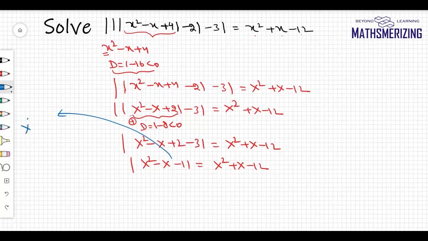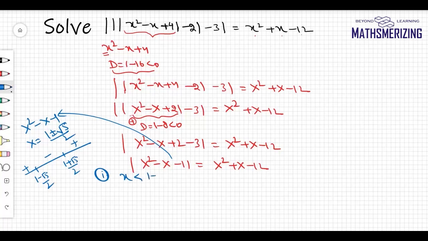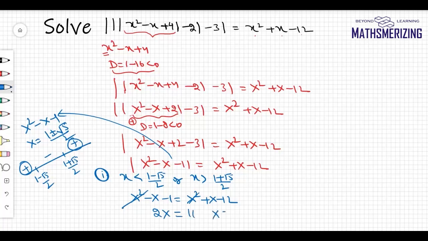Now I'll take this expression, x square minus x minus 1. Its roots are 1 plus minus under root 5 by 2, so 1 minus root 5 by 2 and 1 plus root 5 by 2. So the sign is plus, minus, and plus. So I take two separate cases. Case 1, when either x is less than 1 minus root 5 by 2 or x is greater than 1 plus root 5 by 2. In this case, this function is positive, so I can write x square minus x minus 1 equals x square plus x minus 12. I'll cancel x square, so I'll get 2x equals 11, so x equals 11 by 2. Now 11 by 2 lies in this interval, so this is one value of x.